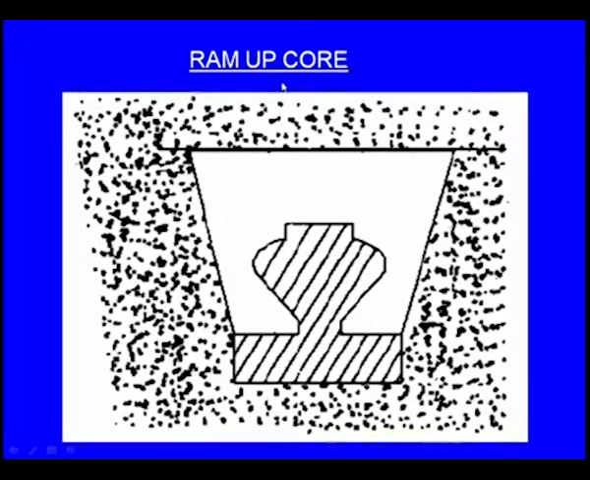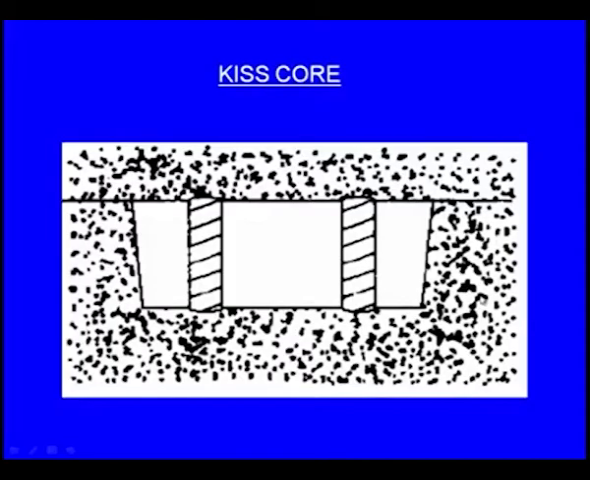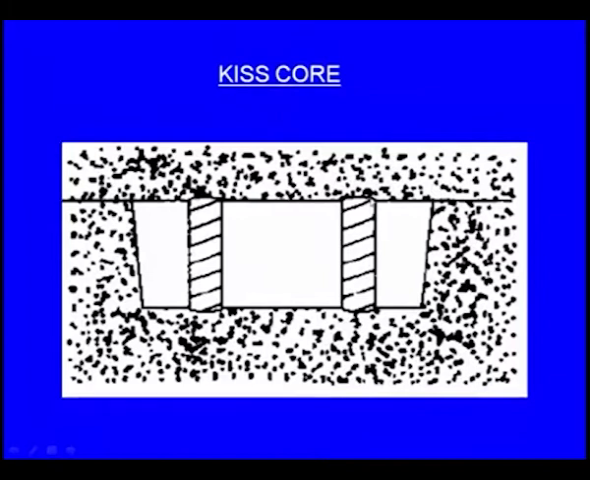Next one, the kiss core. You can see here this is the molding sand. This is the drag and this is the cope and this is the core. Now, what is happening? It is starting from the cope box and touching the drag, or it appears it is kissing the drag box. So that is why it is known as the kiss core.